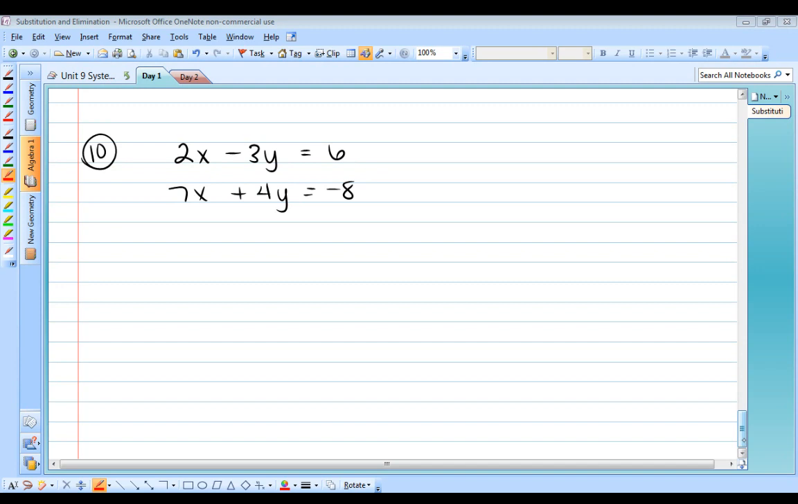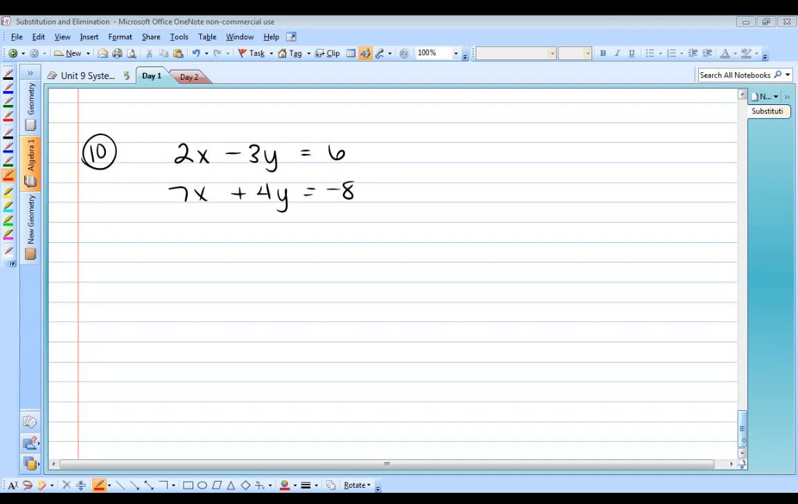All right. So, I can't just eliminate anything off the bat, can I? No. So, we have to decide if we want to eliminate the x's or the y's. What's the smallest number that 2 and 7 both go into? 14. So, I'd have to make the x's positive 14 and negative 14, right? What's the smallest number that both the y's go into? 12. Now, 12 is smaller, and they're already opposite, so I think I want to do my y's, right?